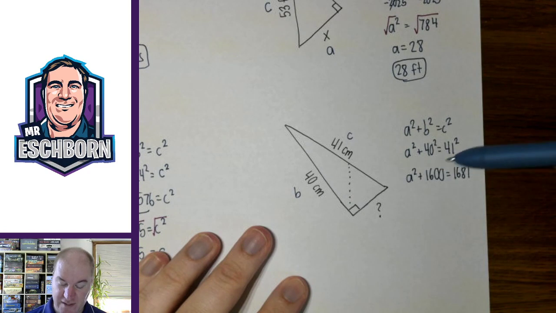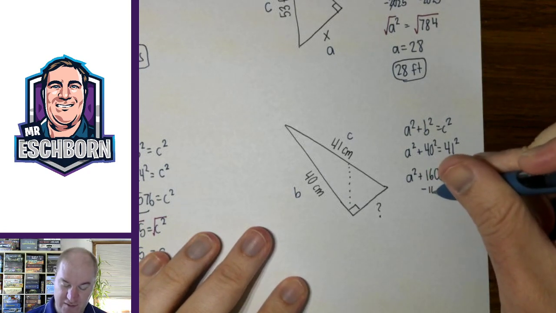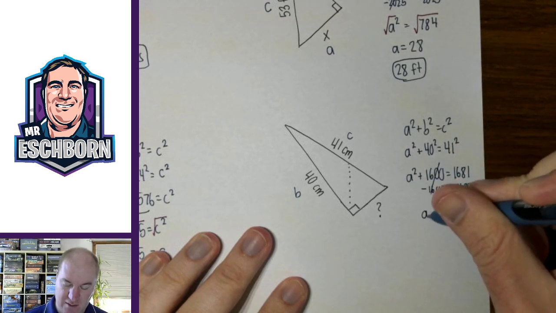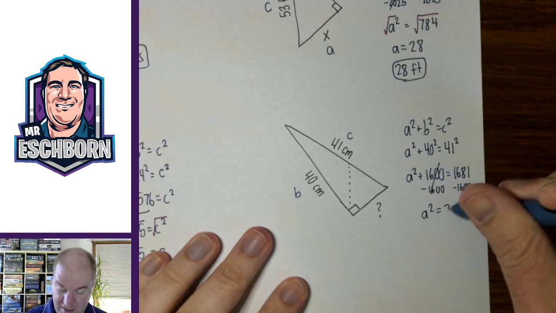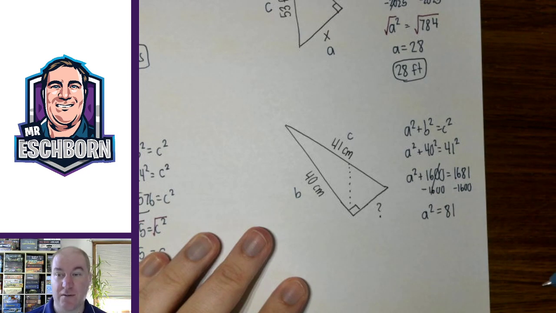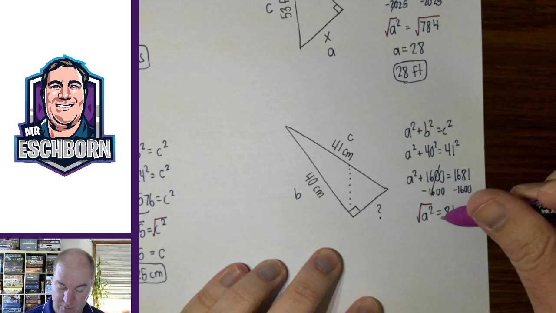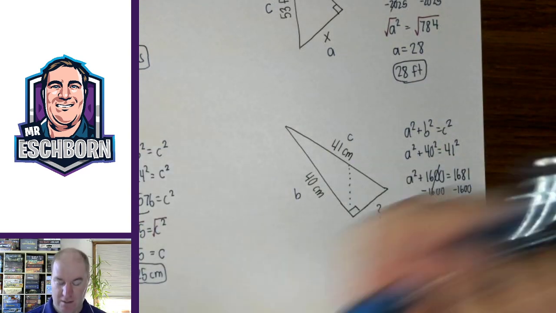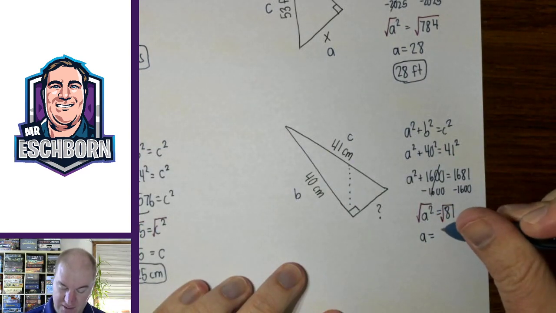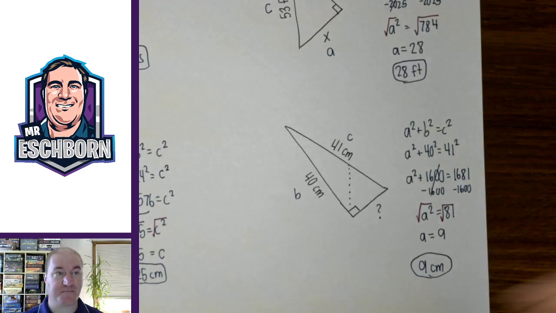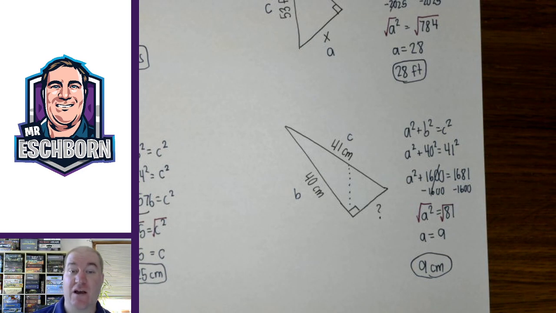So now if I want to know what a squared is, I need this 1,600 to go away. So I'm going to subtract both sides by 1,600. I get a squared equals 81. Those subtract to be 81. I don't want a squared. I want plain old a. I need that squared to go away, and I'm going to undo it by square rooting. And the square root of 81 is 9. So the missing side here is 9 centimeters. So that is how you use the Pythagorean theorem to find the missing side of a right triangle.